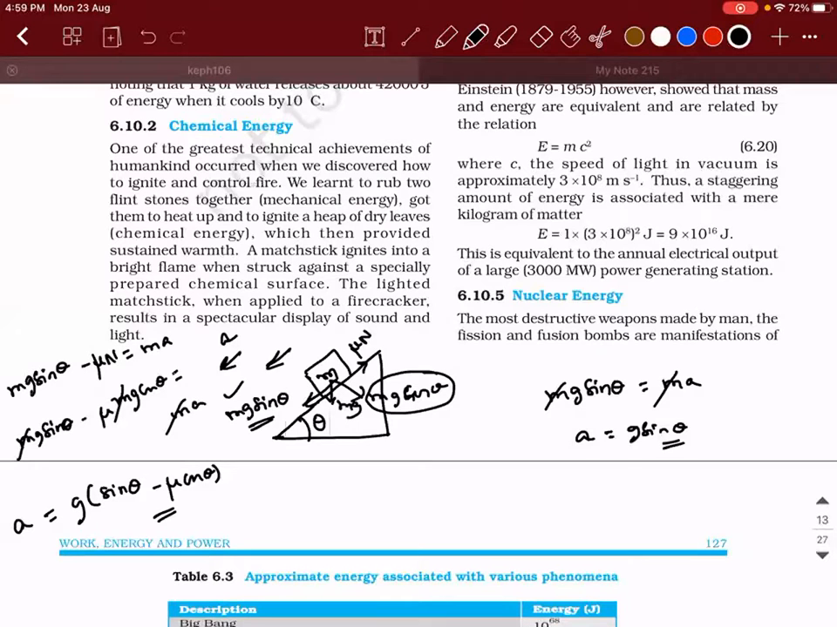Sir, what is the actual value of mu? It depends on the surface. It is experimental. Yes, sir. So that's it. It's simple. So keep revising.